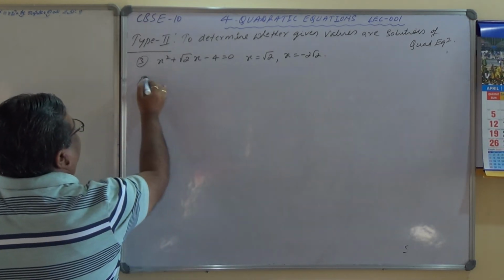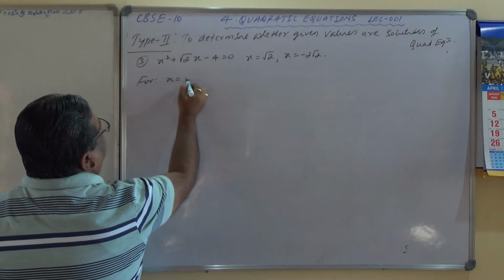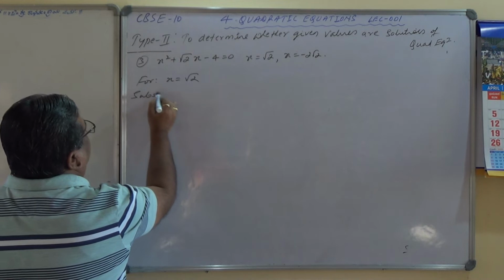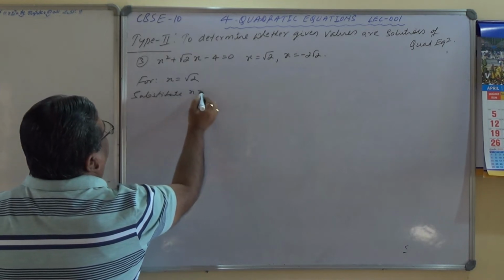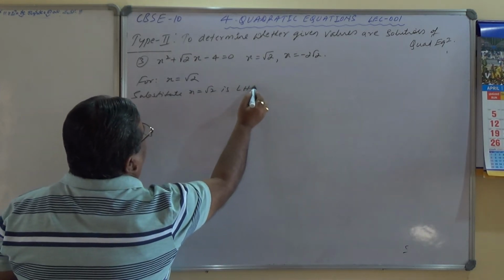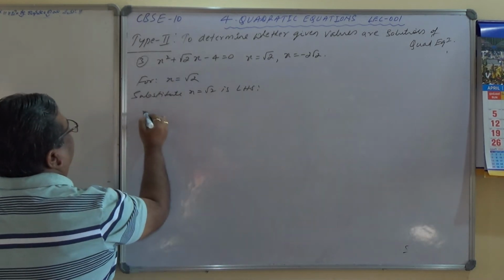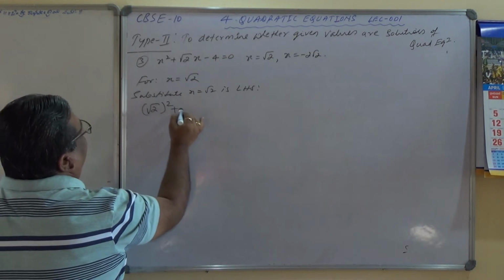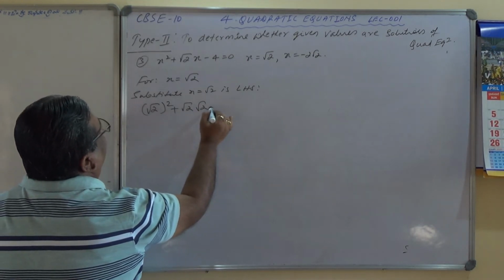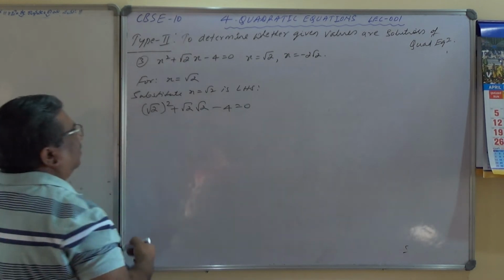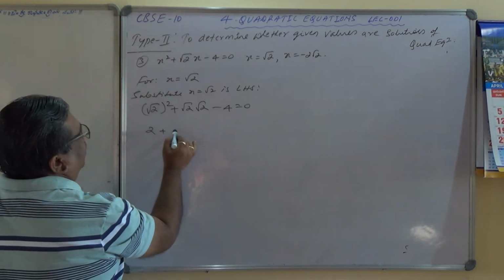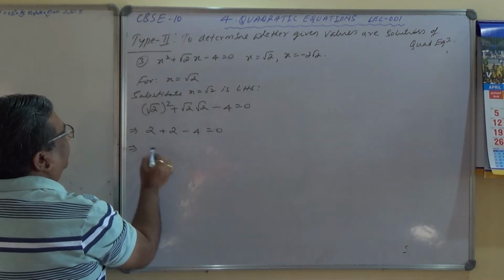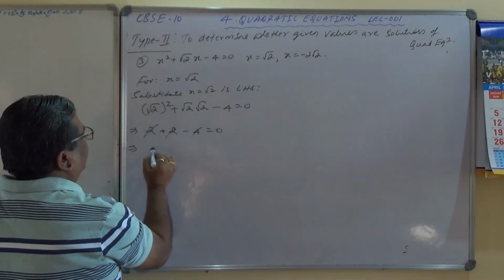So first I write here for x equals root 2, substitute x equals root 2 in LHS. What is it that you will get? Root 2 the whole square plus root 2 times root 2 minus 4 equals 0. So root 2 square is 2, plus 2, minus 4 equals 0.